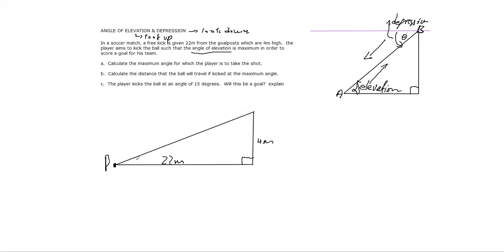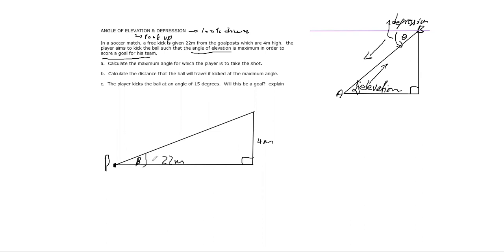So we are dealing with an angle of elevation here, so I do not need to confuse myself. Let me call this elevation beta, maybe for ball, because it's kicking a ball. Doesn't matter, you could have used beta, you could have used alpha. It's cool. So the angle of elevation is maximum in order to score a goal for his team. This guy aims to score a goal. He wants the ball to go in the net.